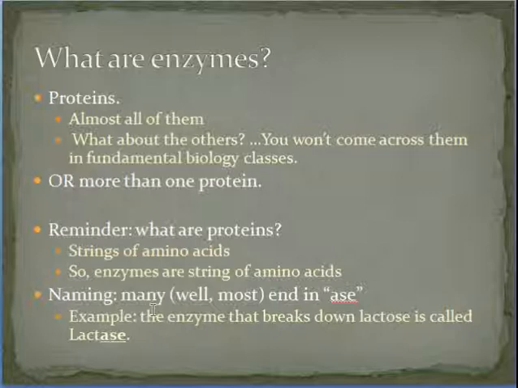When you name enzymes, most end in A-S-E, or ASE. For example, the enzyme that breaks down lactose is called lactase. You can see how it ends in ASE. And then they're usually also named after a molecule that they work with. So since it has to do with lactose, we basically call it lactase, only we change it to an ASE. Sort of explains what it is and what it does, all in one word.